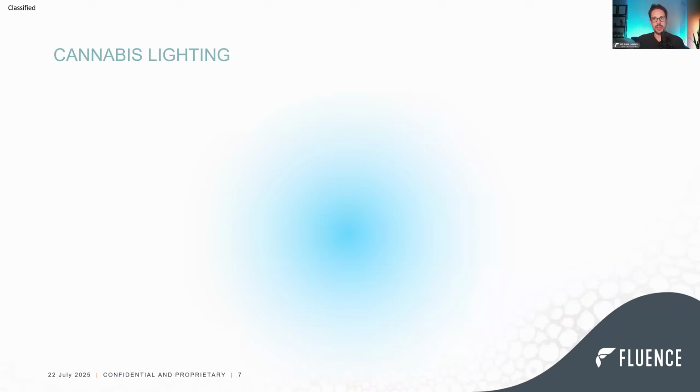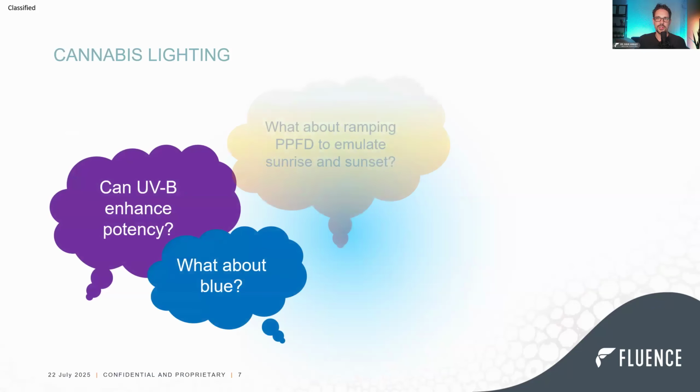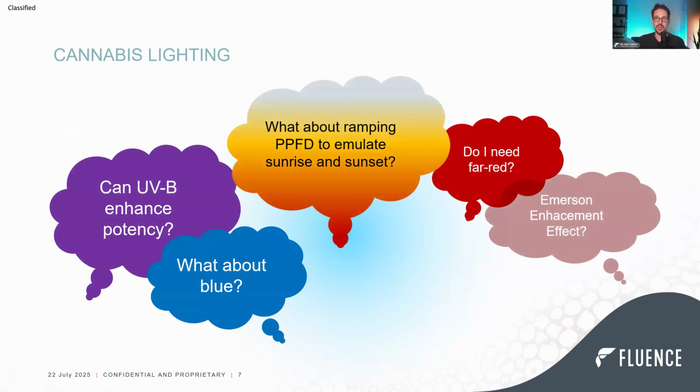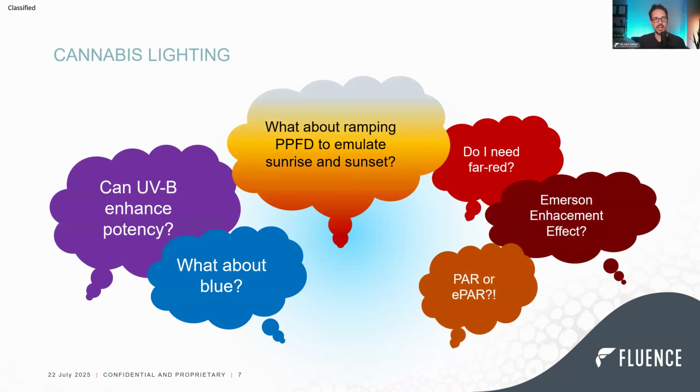All right, so the biggest questions that people have in cannabis lighting, of course, has to do with short and long wave light. We start with UV. We can say, can UV enhance potency? What about blue light? What about ramping PPFD to emulate sunrise and sunset? And then tons of questions around far red and red light. First of all, just do I need far red? That's the simplest question. A lot of questions about the Emerson enhancement effect, which if you don't know what that is, we'll elaborate on in just a minute. And then finally, should you be thinking about PAR or EPAR?